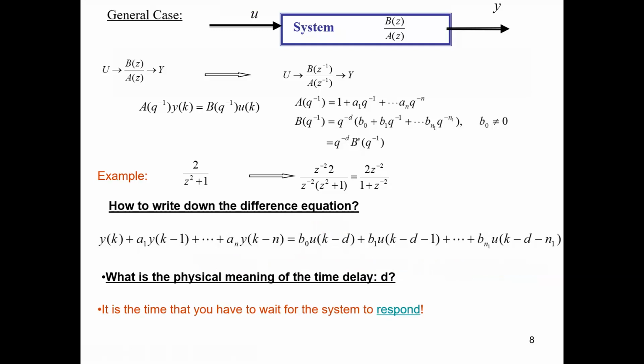If the time is very short, then d equals 1, just one sampling period, and it will be affected. Otherwise, it may wait. For example, if you want to remotely control something on the moon, you send a signal from the Earth, it takes some time, right?